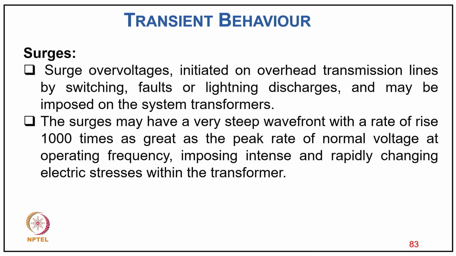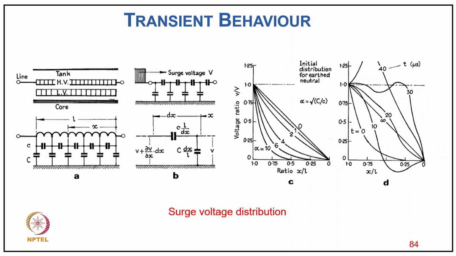So now coming to the surges. The surge overvoltage is initiated on an overhead transmission line by switching faults or lightning discharges and may be imposed on the system transformer. The surges may have a very steep waveform with a rate of rise 1000 times as great as the peak rate of the normal voltage at the operating frequency, imposing intense and rapidly changing electrical stresses within the transformer.